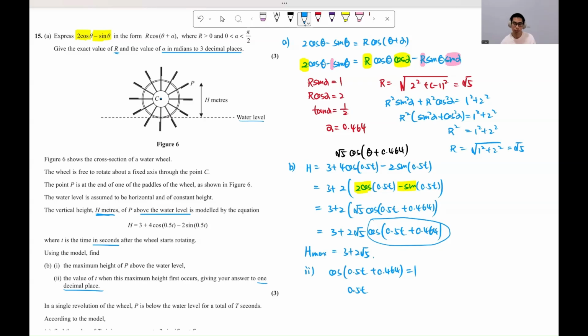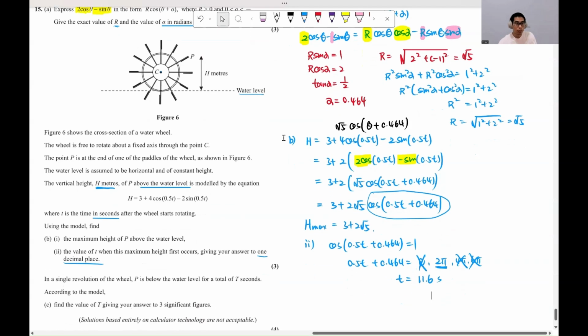So then 0.5t plus 0.464 is equal to cos inverse of 1, which is either 0 or 2 pi, and so on and so forth, like 4 pi, 6 pi. But we're looking for when the maximum height first occurs. So t cannot be negative, ignore this one. This would be the first positive value, so ignore the rest. We only need to solve this. So t is equal to 2 pi minus 0.464, and then divide by 0.5. That would be 11.6 seconds. That's it. Okay, next part.